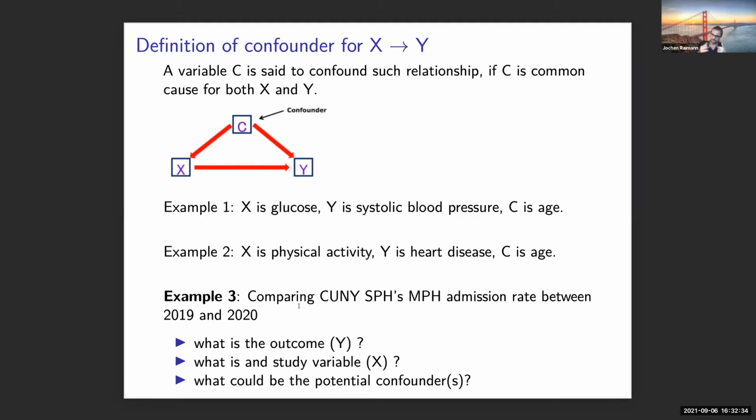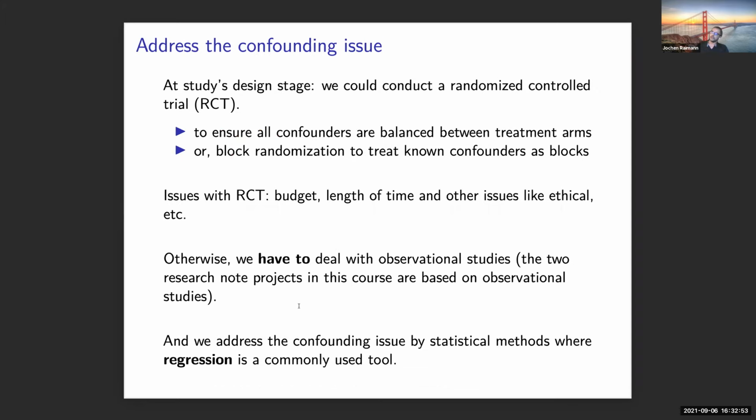So there are differences. When you look at an MPH admission rate, I would argue that when you have a pandemic going on, nobody can travel, nobody can go in person to attend courses, and the admission rates will drop. And I think this is what it's meant to. Good. Address the confounding issue.